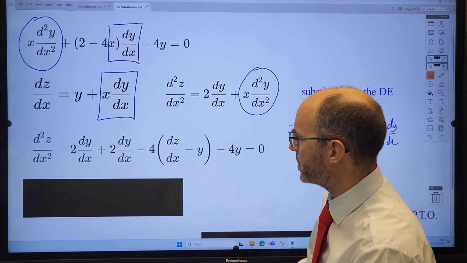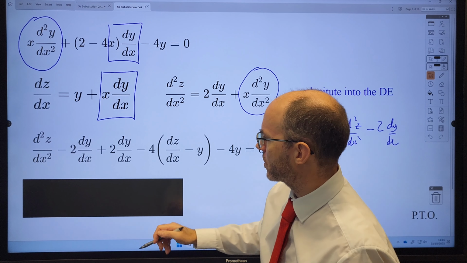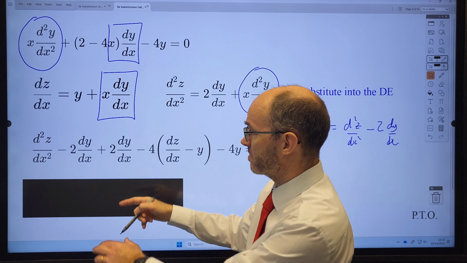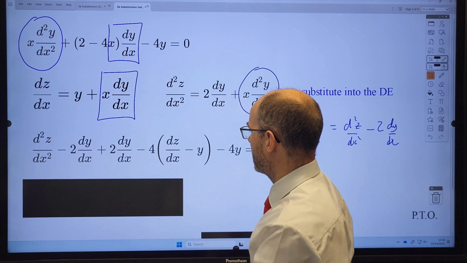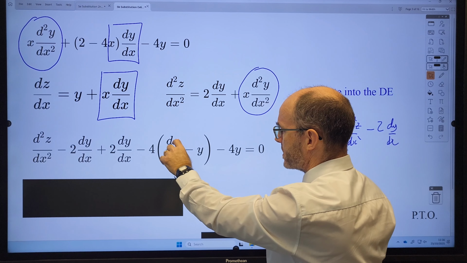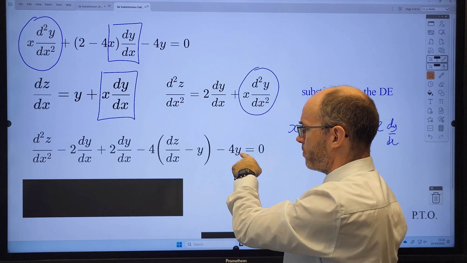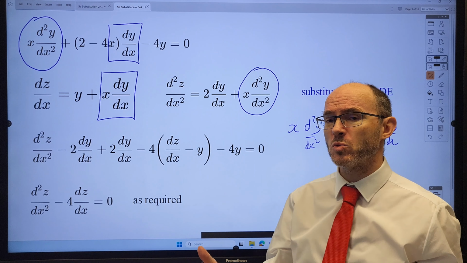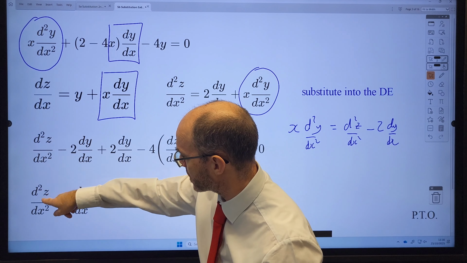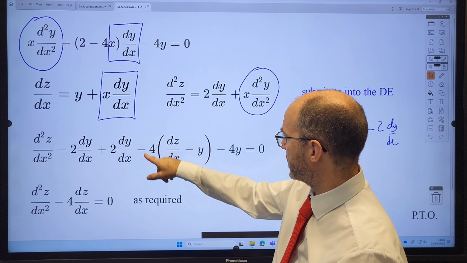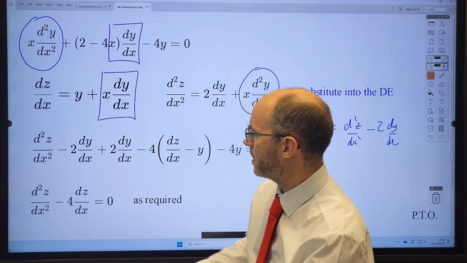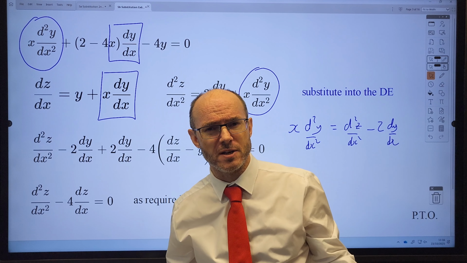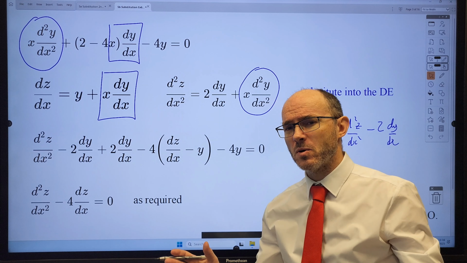Here, what's going to happen? Well, when you expand the brackets, you're going to get negative 2 dy/dx plus 2 dy/dx. Neatly, they cancel. Okay? You'll end up with negative 4 dz/dx plus 4y, subtract 4y. Again, neatly, they cancel. So you're just left with the result you need, okay? Which is d²z/dx². This is the one that didn't cancel, negative 4 dz/dx. I did say those two cancel. That cancels with that. That's it. And then you're done. Let's go ahead and solve that now.